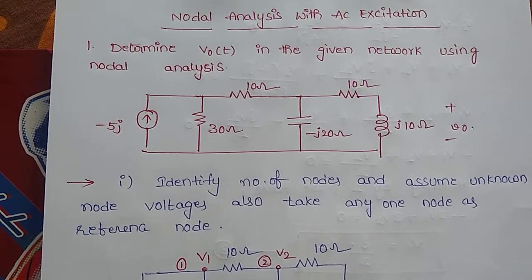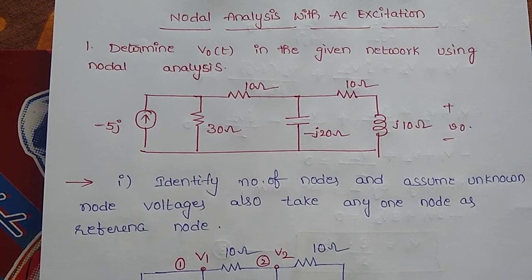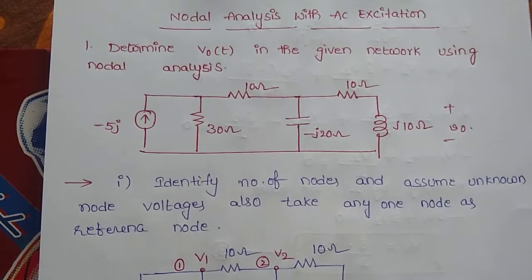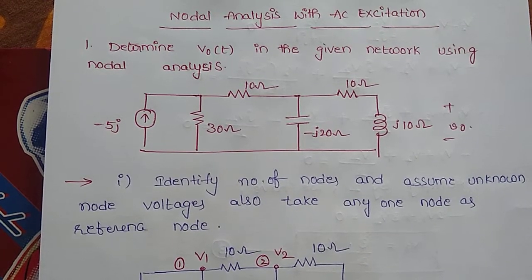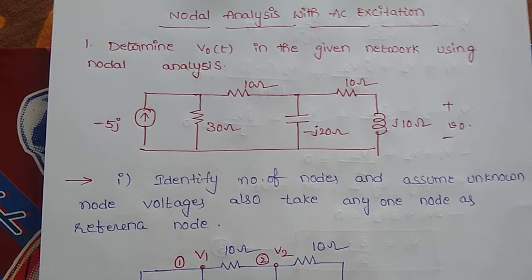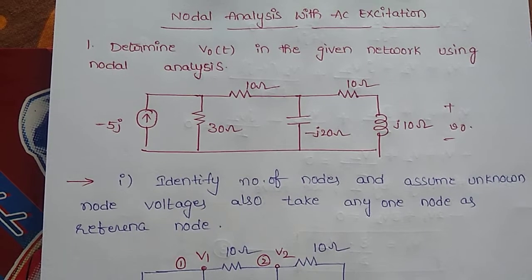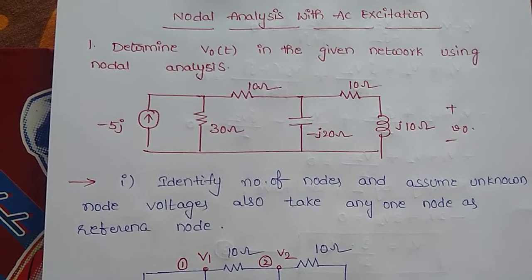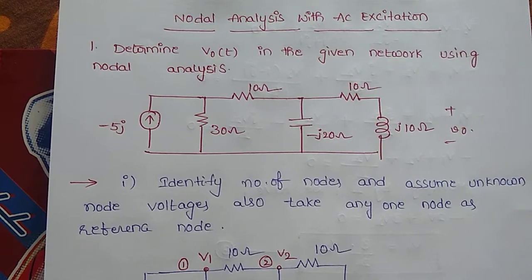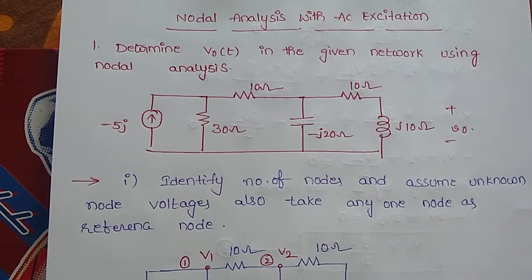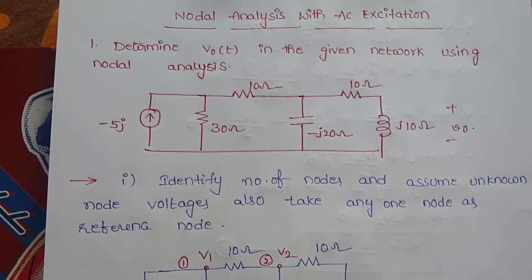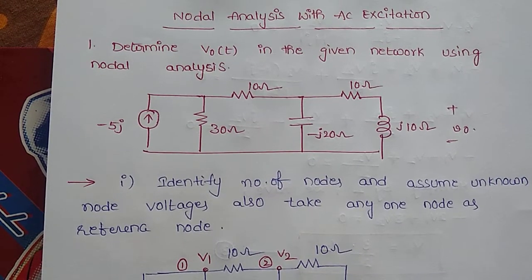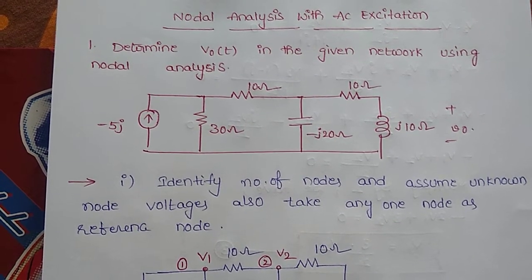So if nodal analysis for a DC network is familiar, then anybody can apply this nodal method to an AC network also. Simply, a DC network contains only resistors, and an AC network deals with impedances. Now let us see how to apply this nodal analysis to any given AC network.